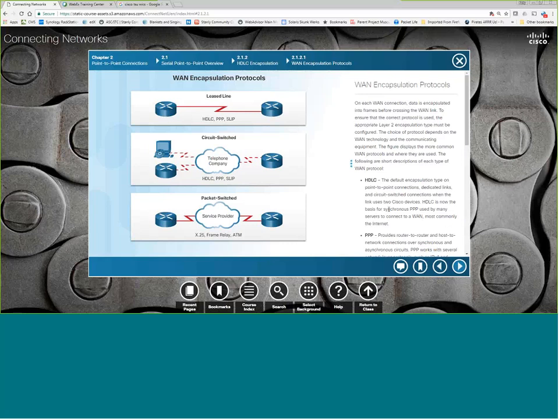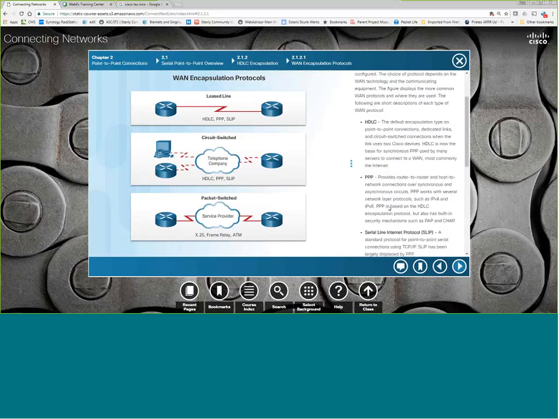So, protocols, layer 2 WAN encapsulation protocols. The default on Cisco routers for serial interfaces is a protocol called HDLC, High-Level Data Link Control. HDLC is not supposed to be proprietary. It's supposed to be an open protocol, but everyone implemented their own version of HDLC. So HDLC between two vendors may not work.